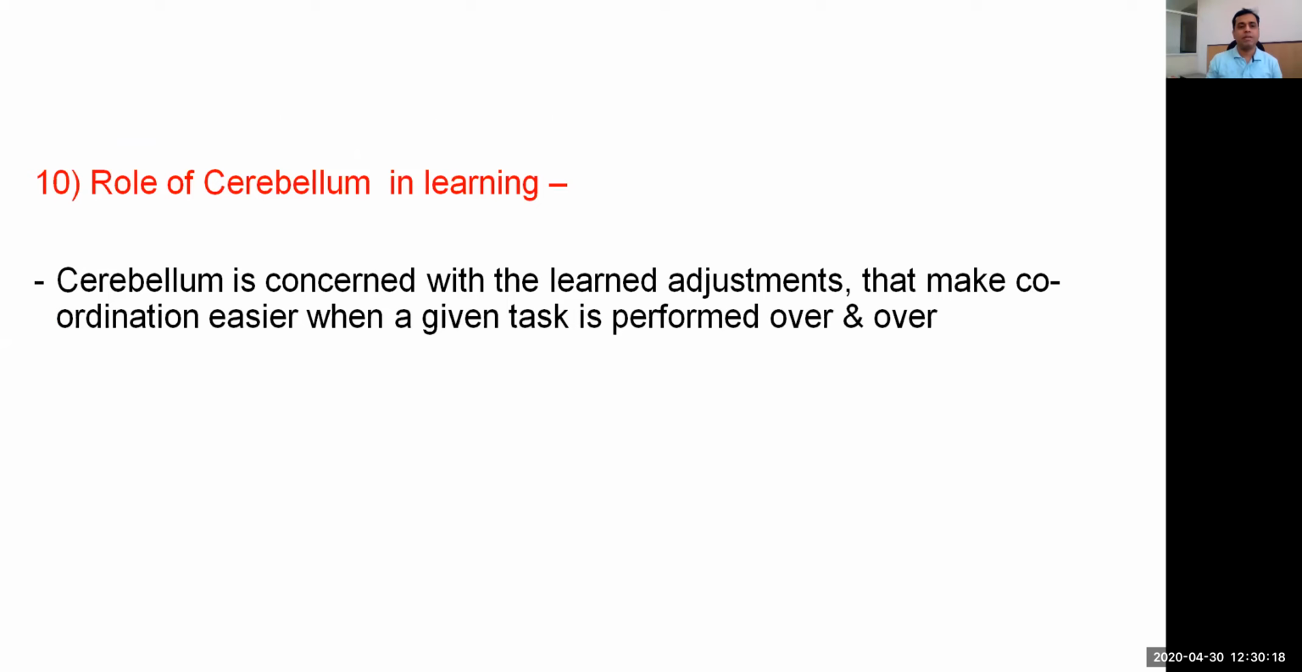Then, role of cerebellum in learning. Cerebellum is concerned with the learned adjustments, that is making coordination easier when a given task is being performed over and over repeatedly.